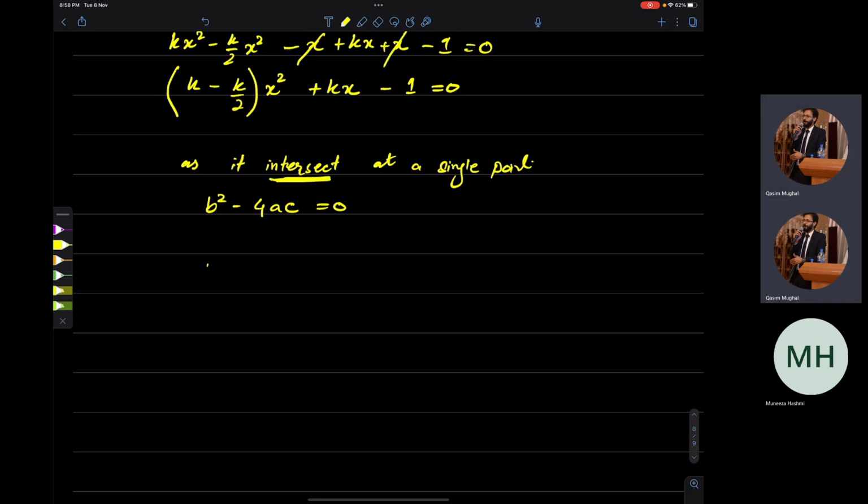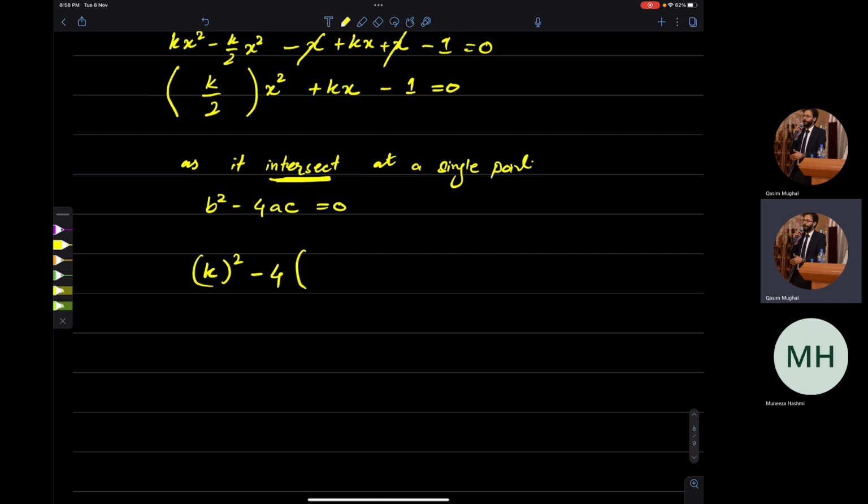Okay, so b squared, b is k, so k squared minus 4a. A is, okay, now I didn't simplify this. K minus k by 2 is going to give you just k by 2, isn't it? Yes, sir. So a is just k by 2, and c is negative 1.